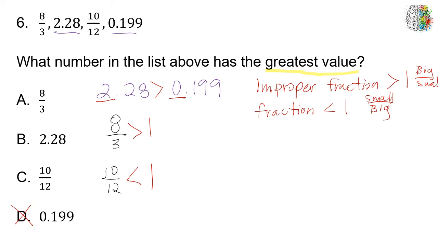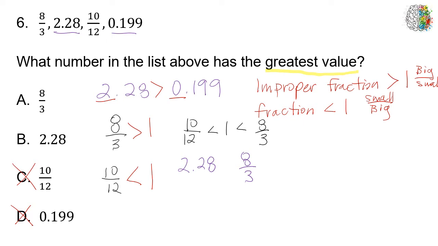Another way that I could write this using inequalities, let's write that a little differently. I could say 10 over 12 is less than 1, which is less than 8 over 3. So once again, 10 over 12 is not going to be the biggest number. Now the next thing I need to do is determine out of 2.28 and 8/3 which of these 2 numbers is going to be bigger.